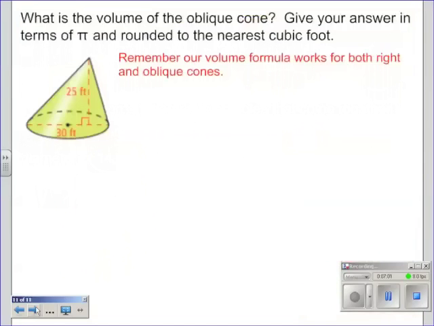And now for our last problem, we're going to find the volume of an oblique cone. What that means is that the vertex here of the cone is not located directly above the center of the circle on the base. If the vertex were located above the center, approximately there, then it would be a right cone. So in this case we have an oblique. The reason they're asking this question is because they want you to make sure that we're going to use the exact same formula.